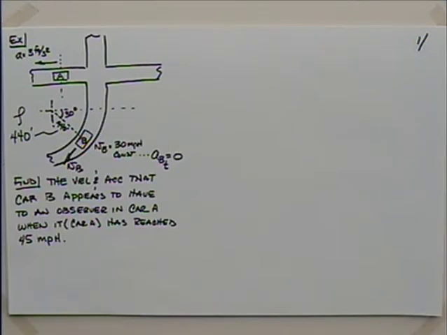So we're told to find the velocity and acceleration that car B appears to have to an observer in car A. So we'd like the velocity of car B with respect to car A. And we're asked to do this at the instant when car A has reached 45 miles per hour.